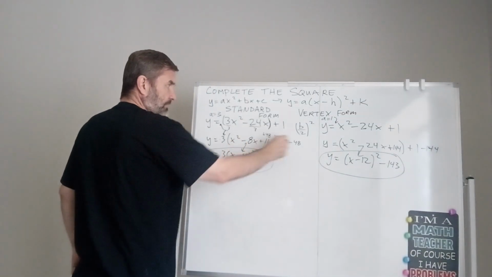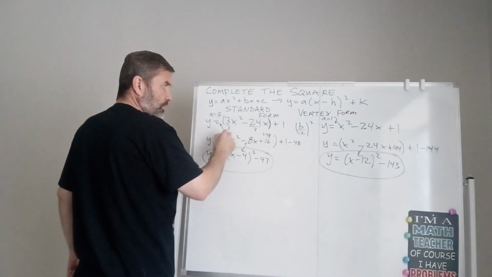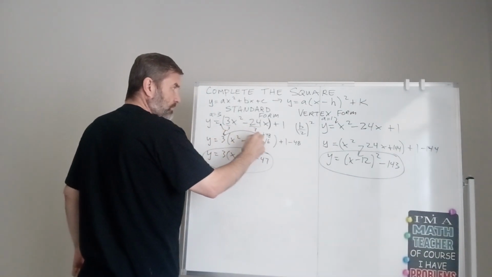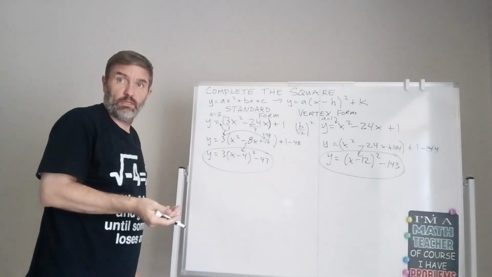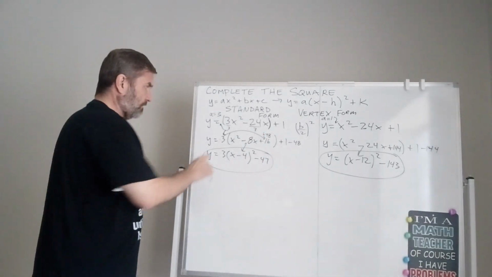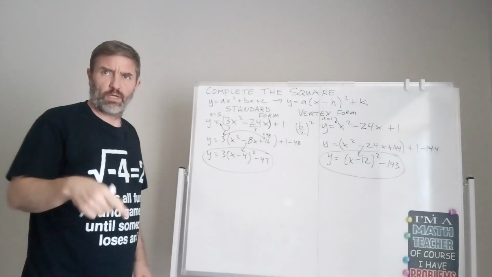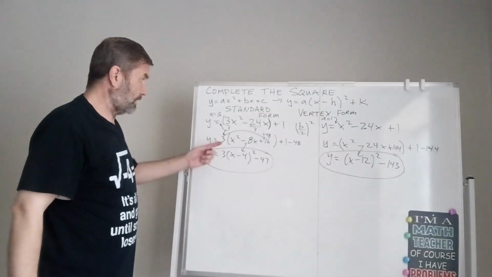Whatever you add in here, you have to subtract out there, but you have to remember when there's a number in front, after it's factored out, you have to multiply the 3 times the 16, which is your AC. If you've been watching the factoring videos, you notice that sometimes you have to multiply the a times the c. Well, here it is again.